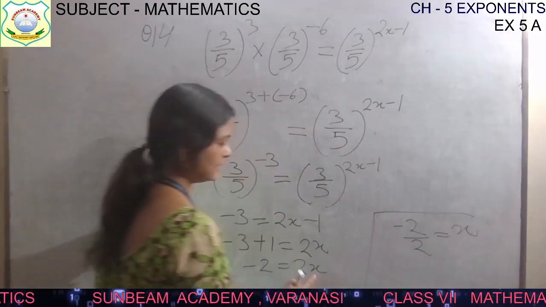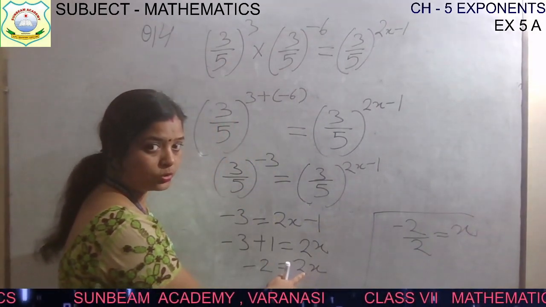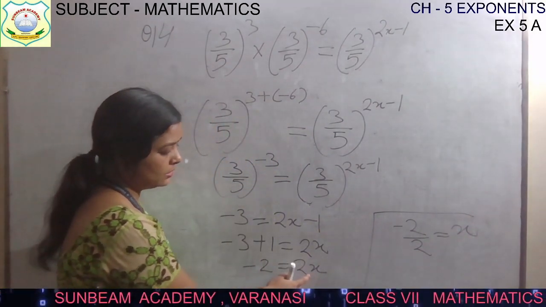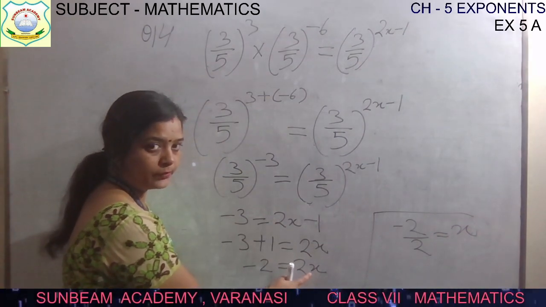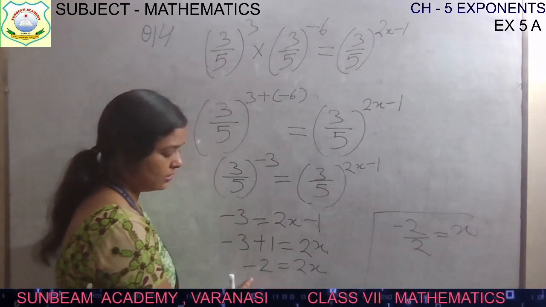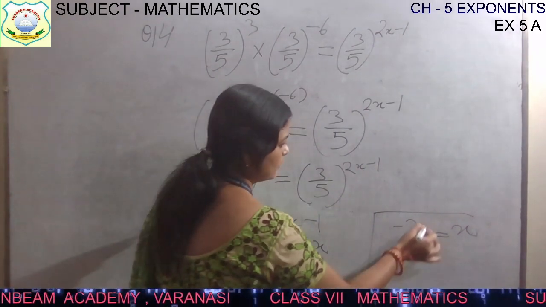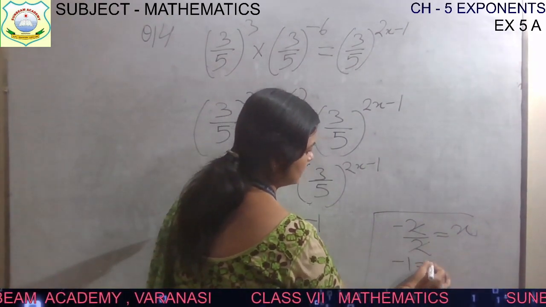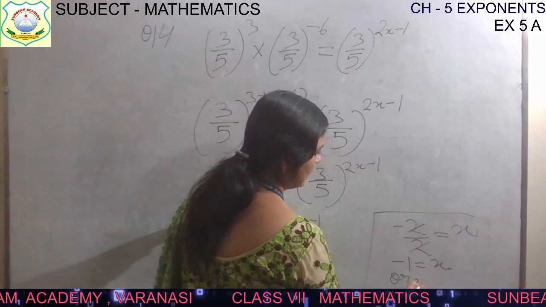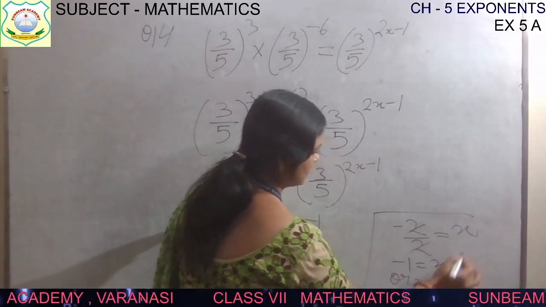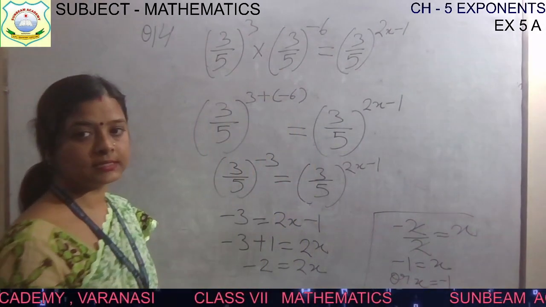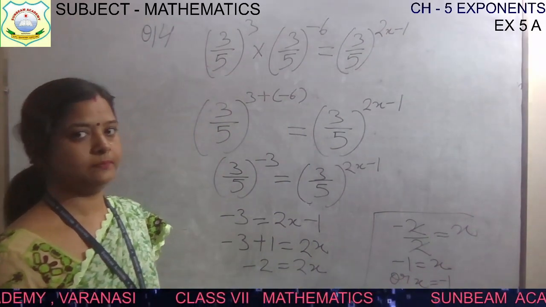We have to find x ना. x के साथ 2 है, so 2 will be transposed to this side. 2 is in multiplication. 2 into x, 2 is multiplication. So when it comes to LHS, it will be divided. So 2 ones are 2. So minus 1 is equal to x, or x is equal to minus 1. This is the answer. x is equal to minus 1.